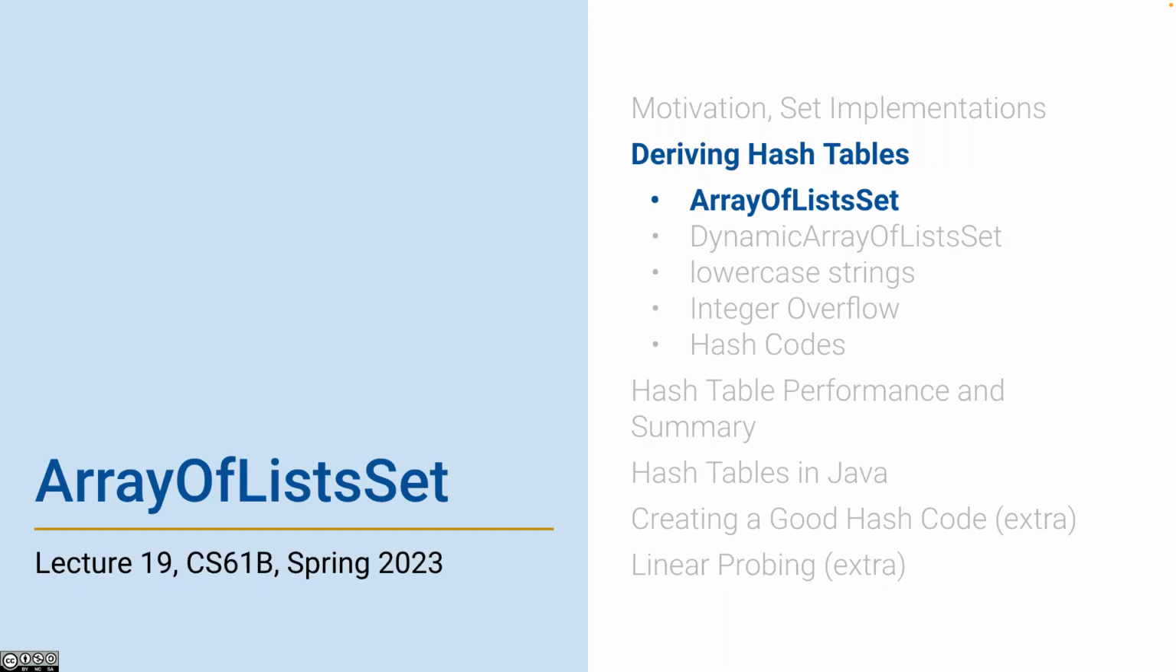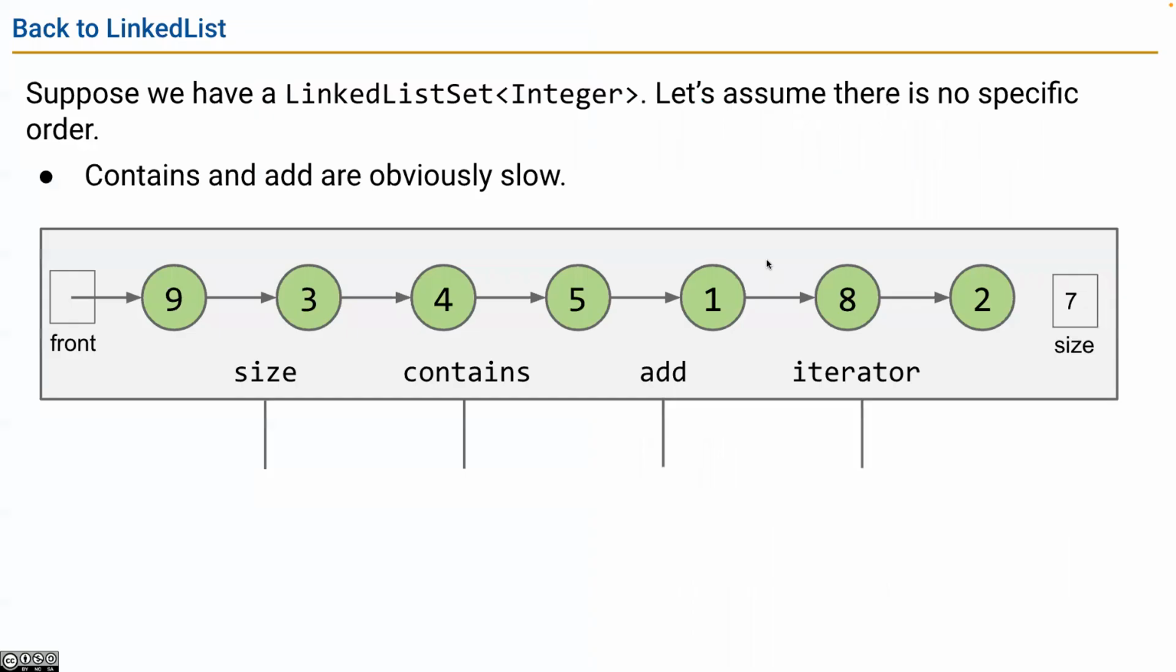You guys have not seen this before, but I mentioned it, I think, at a meeting. The basic idea is, remember our old friend, the ordered linked list. We turn that into a binary search tree by putting the pointer in the middle and doing some kind of shuffling around. This time, my starting point will be a linked list that's not in any particular order, and contains and add are obviously slow.